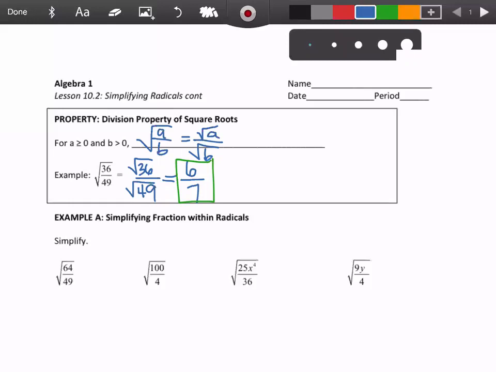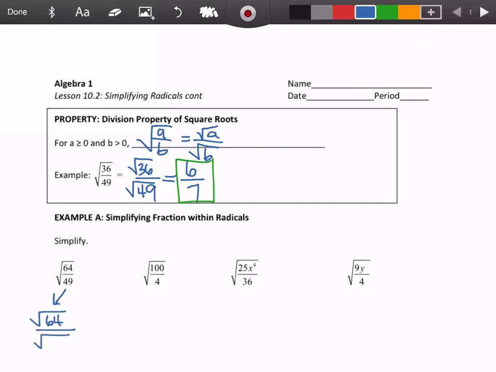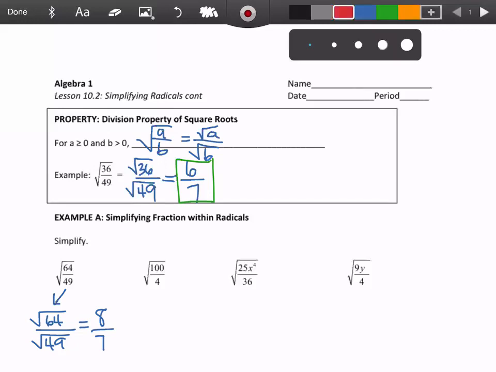So I'm going to do some of these examples down here. If we look at square root of 64 over 49, we can separate those into two different square roots. And then again, we can look at that and we will realize that the square root of 64 is a perfect square. That is equal to 8. And then the square root of 49 is 7. So our answer is 8/7.